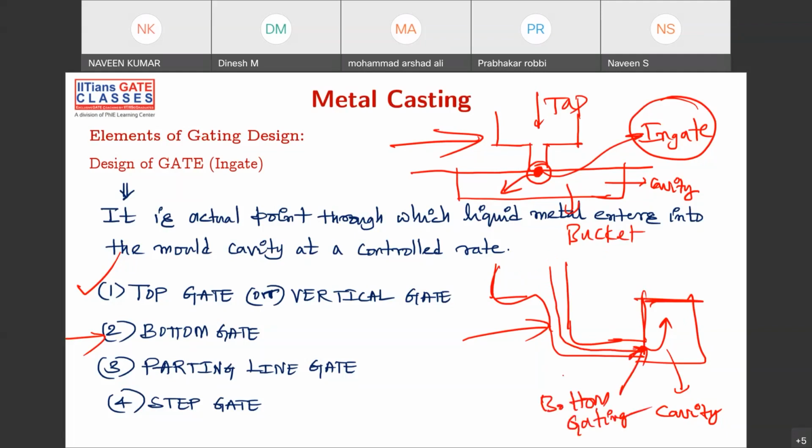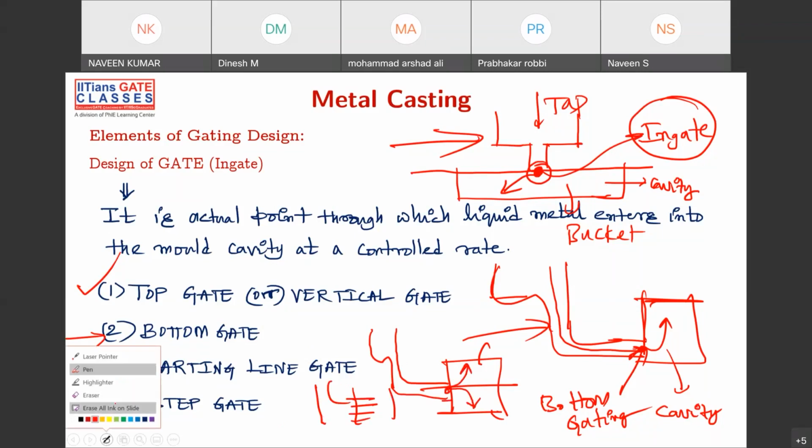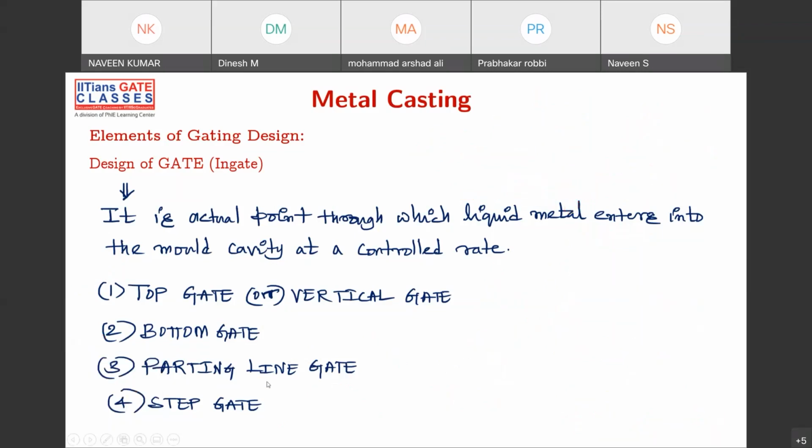Okay. And then parting line gating. What is parting line gating? This is your mold cavity, and this is your parting line. This is the first half, second half. You are connecting your gate at the parting line. So when you are connecting at the parting line, this is top gating for the bottom portion, bottom gating for the top portion. That is your parting line gating. Step gating, you have so many steps, like this. You have step 1, step 2, step 3. I'll show you the step gating. Don't worry. So let me discuss top, bottom, parting, and step.